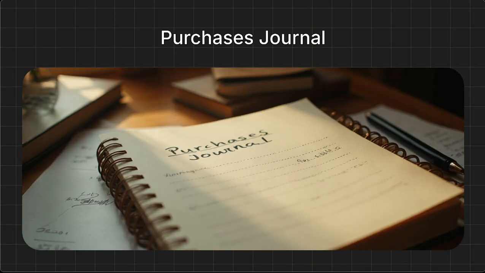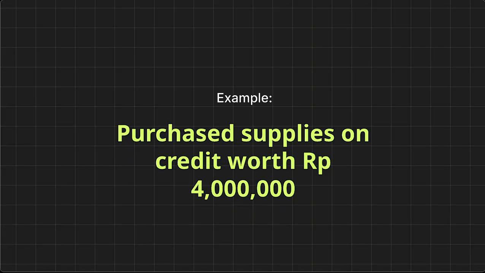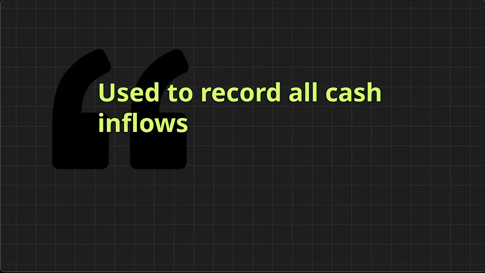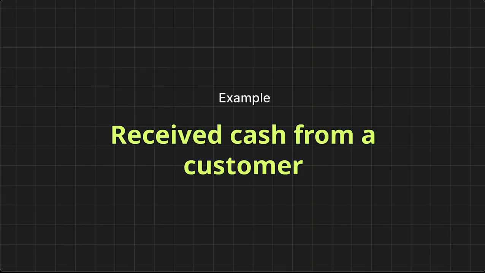Purchases journal, used to record credit purchases of goods or raw materials. Example: purchased supplies on credit worth 4 million rupiah. Cash receipts journal, used to record all cash inflows, such as cash sales and collection of receivables. Example: received cash from a customer worth 2 million rupiah.